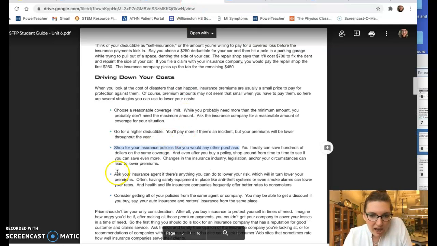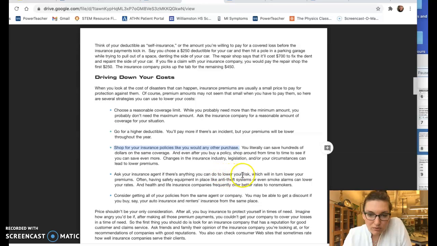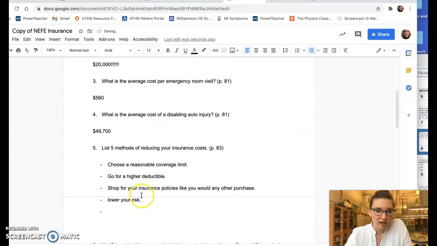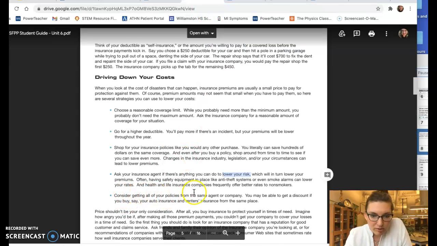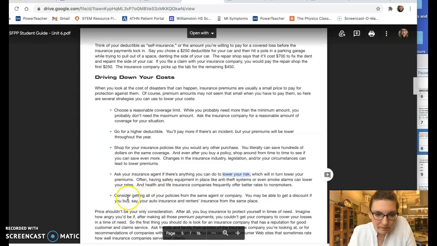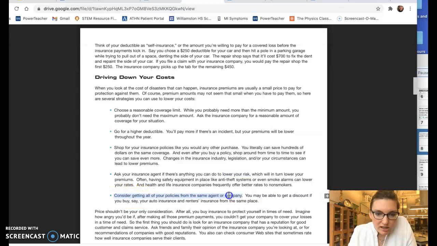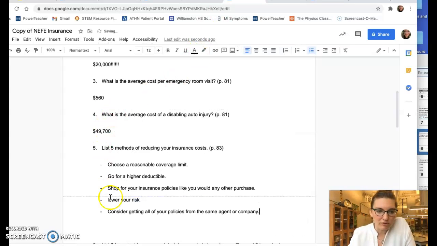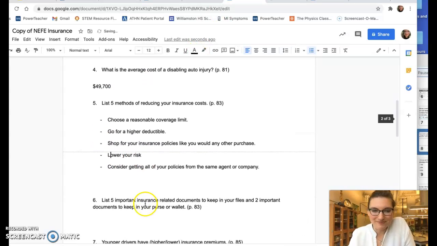Okay, 2 more. Ask your insurance agent if there's anything you can do to lower your risk, which will in turn lower your premiums. So I'm going to just say lower your risk. Copy. And what's this last one here? Consider getting all of your policies from the same agent or company. Yeah, so for me, we have auto insurance and renter's insurance from the same company, and that makes both of those a little bit cheaper. I'm going to copy and paste this, same agent or company, and we do it through our insurance agent, who looks out for us and gets us cheaper deals than we would find on our own.